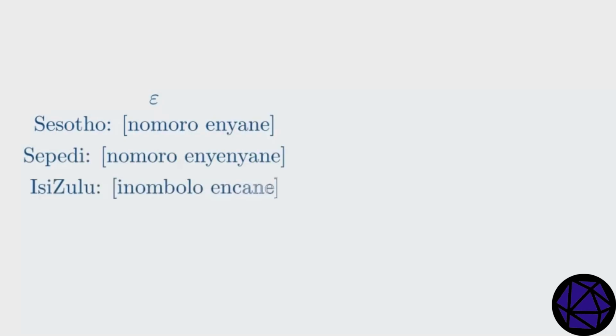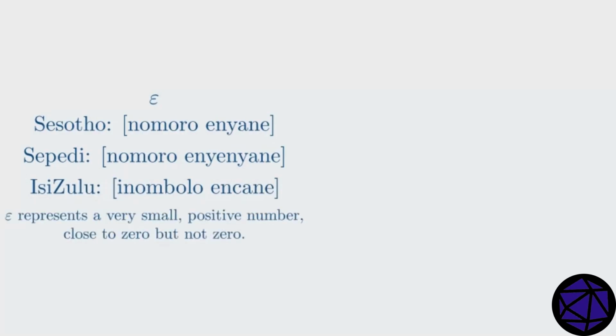Our next symbol is the Greek letter epsilon. In Sesotho we say nomoro e nyane. In Sepedi it's nomoro e nyane. And in IsiZulu we say inombolo encane. Epsilon represents a very, very small number. It's a number that is close to zero, but not zero itself. Think of it as a tiny, tiny distance.